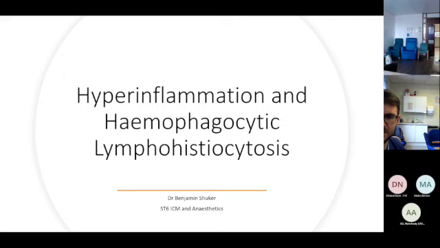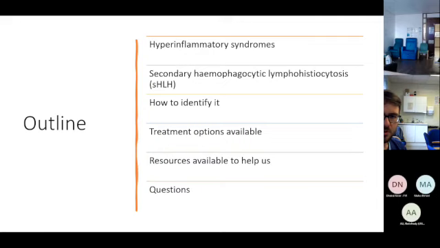So what I'm going to talk to you about is hyperinflammation and Haemophagocytic Lymphohistiocytosis, which from now on I will just call HLH because it's really difficult to say. I'll talk a little bit about hyperinflammatory syndromes, secondary HLH, which is what we're primarily going to talk about, how you can identify it, some treatment options that we've got, and some resources that can help us. And I'm going to touch a little bit upon its overlap with sepsis, which is why it's quite an interesting thing to look at, because these kind of features are quite common.